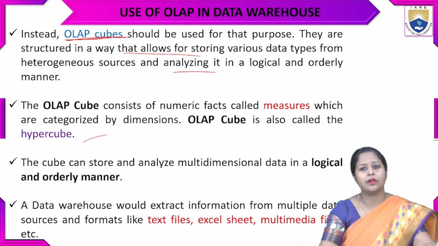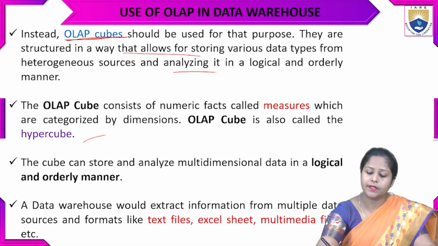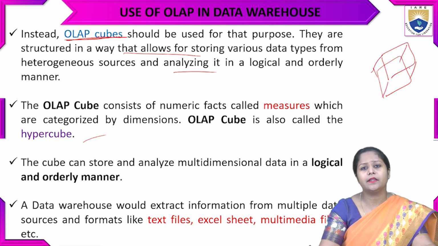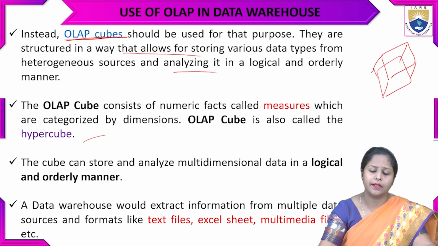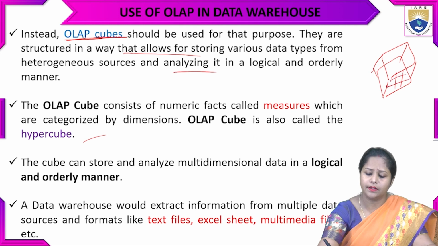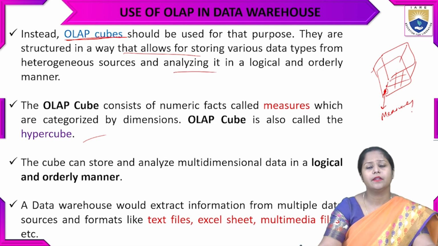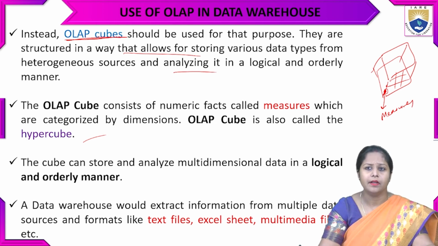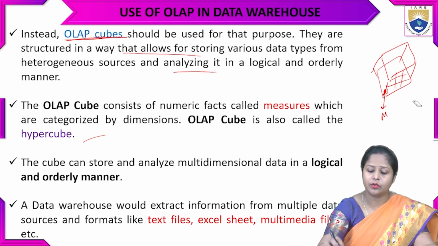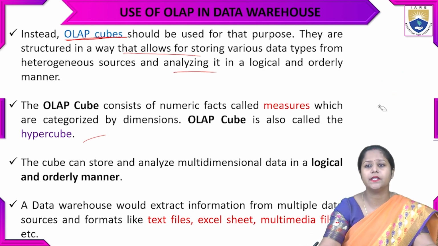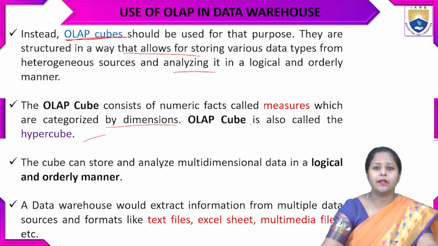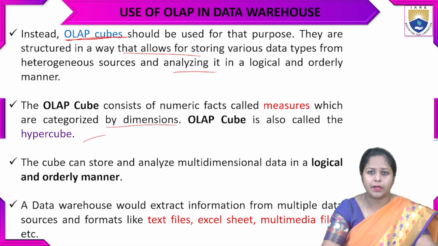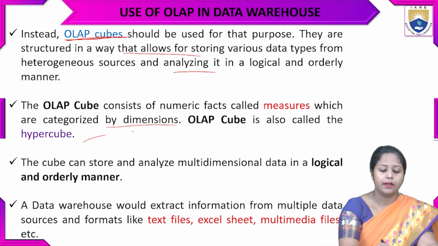The OLAP cube consists of numeric facts. As we have seen, the OLAP cube looks like this, with a structure like this. The data cube consists of numeric facts that are called measures. Here is the measure. The numeric facts are stored in the facts table. The numeric facts, which we call measures, are categorized by the dimensions. So obviously it has multiple dimensions.